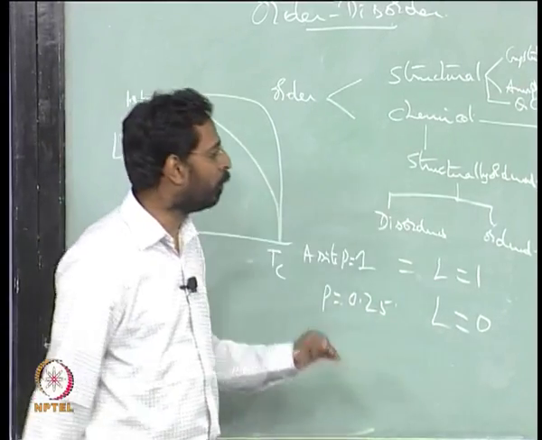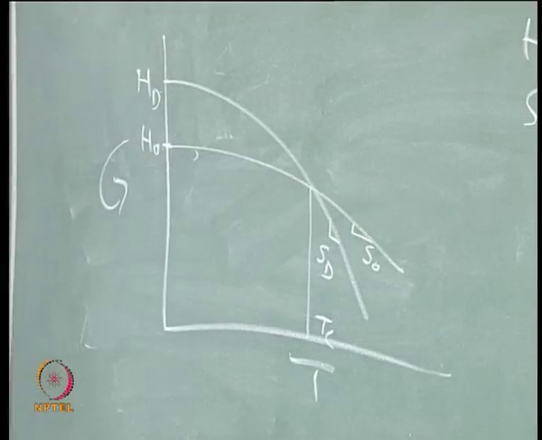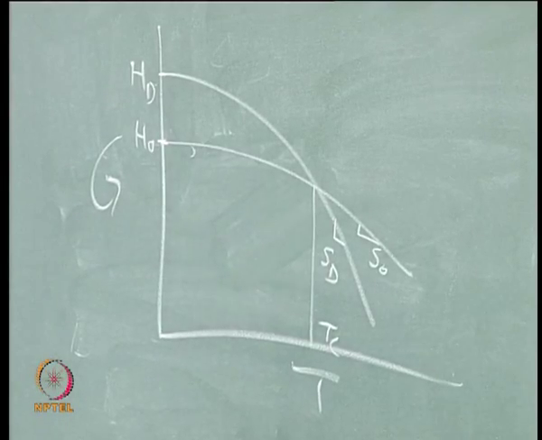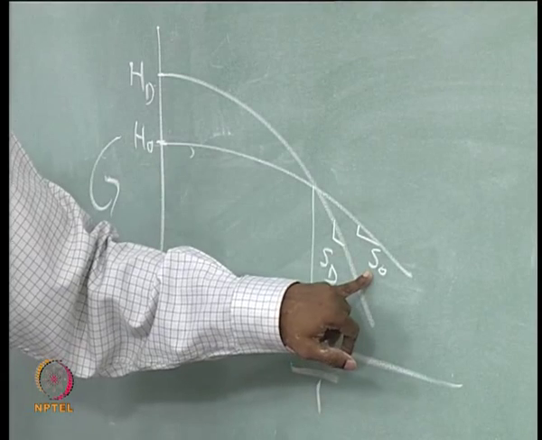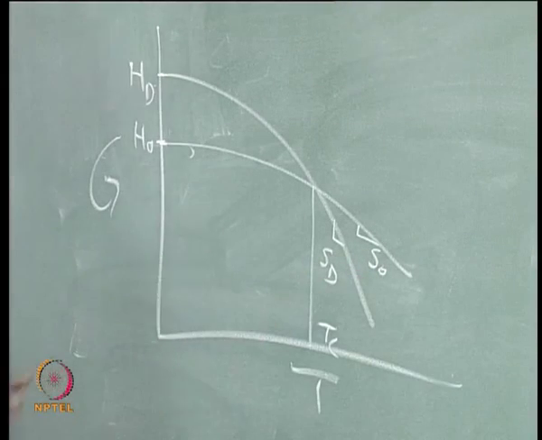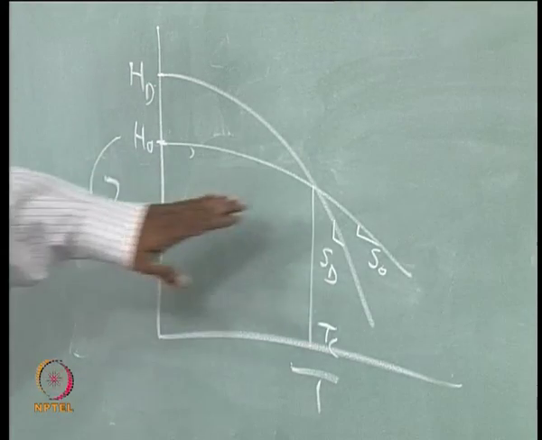what we call a critical temperature TC, beyond which you would see that the disordered structure will be more stable than the ordered structure, and you would see an ordered structure transforms to a disordered structure. It is almost like a liquid solid transformation that we have seen earlier, exactly similar to that you would see this happening.